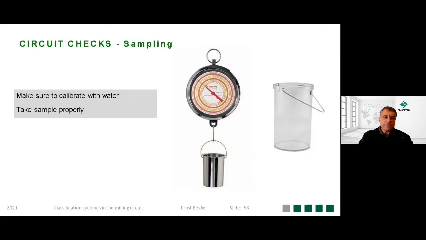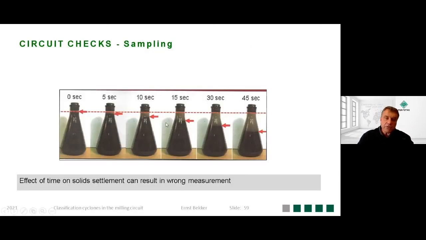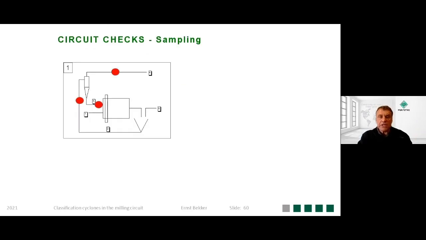Some circuit checks. We sample normally with a Marcy scale and a beaker. Make sure that the Marcy scale is calibrated because we need accurate information. The Marcy scale beaker has two holes. When you take the sample, you close the holes, remove the bucket after you've taken the sample, remove your fingers from the beaker drain, and put your fingers back when you walk to the scale. Otherwise, you get settlement of solids, and then when you drain the excess volume, you're only draining water, giving wrong information.